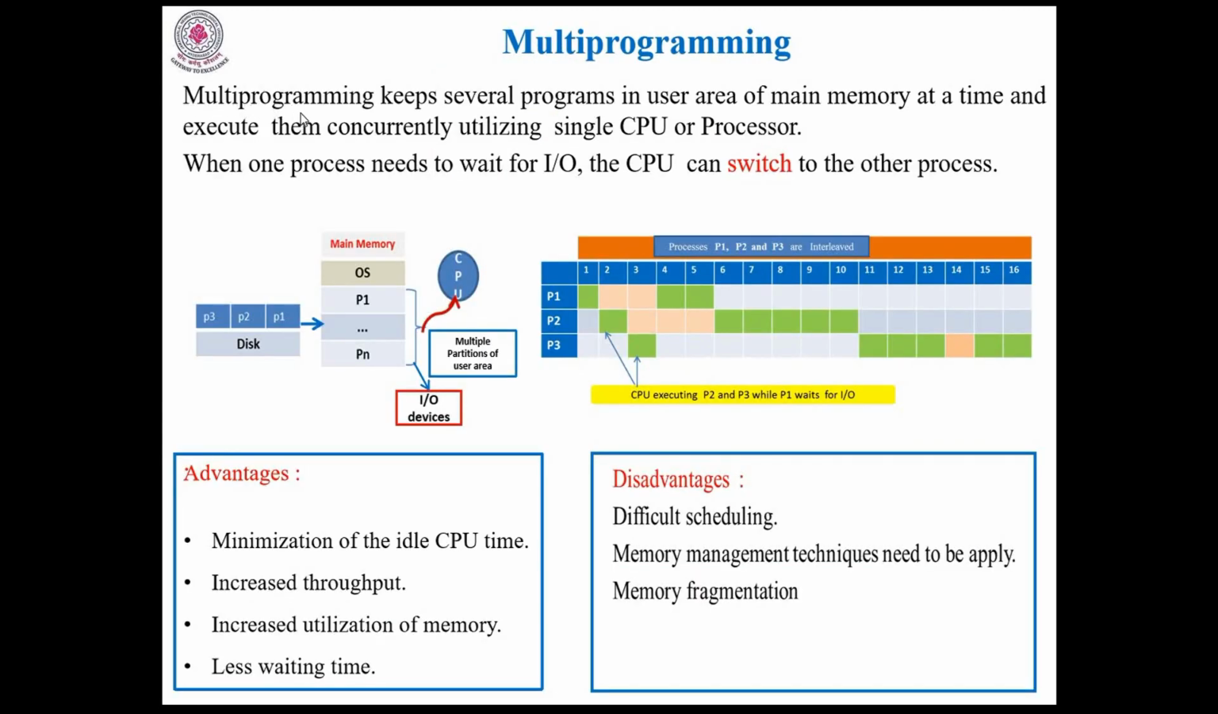What is multi-programming? Multi-programming keeps several programs in the user area of main memory at a time and executes them concurrently utilizing a single CPU or processor. Look at this picture. The main memory is divided into two partitions, one for the operating system, the other for the user area. The user area is divided into multiple partitions, meaning more than one partition. When it has more than one partition, I can load more than one program at a time in the user area.